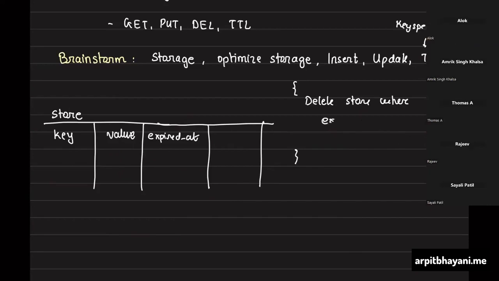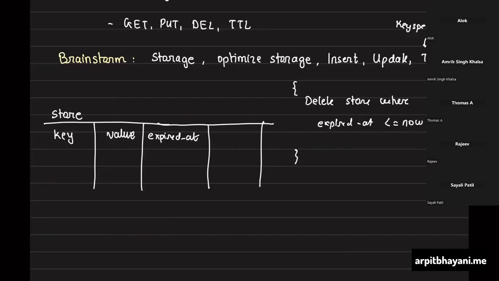So delete from store where expired at is greater than or equal to the TTL. Oh, sorry, not even TTL, greater than or equal to now. Oh, sorry, where expired at is less than or equal to now.